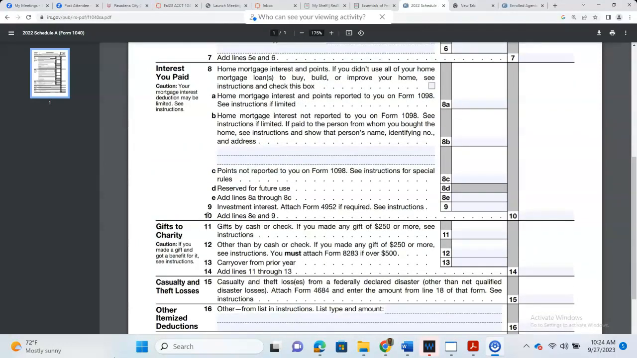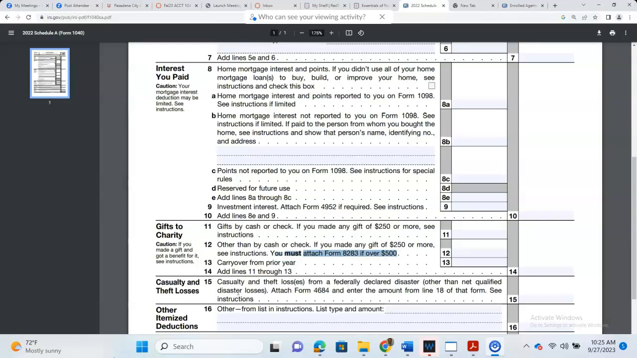And charity goes in lines 11 through 14. Normally, the charities that you have are either cash payments, so you have to have a receipt for it, or non-cash donations, where again the donation has a receipt, and you have to estimate how much it is worth. Up to $100, it's fine, but for more than that, it says you must attach a form and give more details on that.